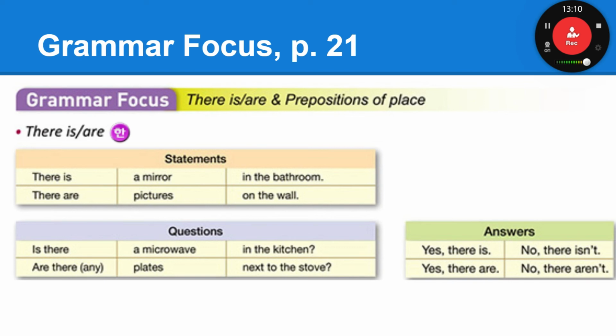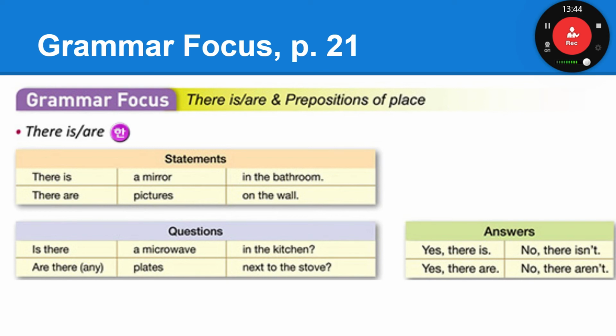Here are our answers. Yes, there is. No, there isn't. That's with one thing. Let's do this again. Is there a microwave? A microwave means there's one of them in the kitchen. So we're using is. Yes, there is, or no, there isn't. Listen and repeat. Is there a microwave in the kitchen? Yes, there is. No, there isn't.